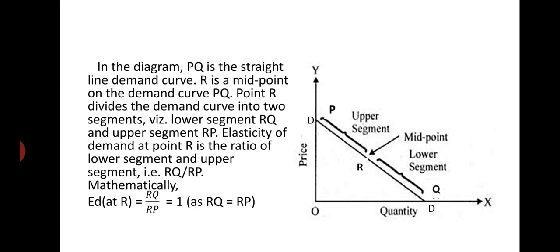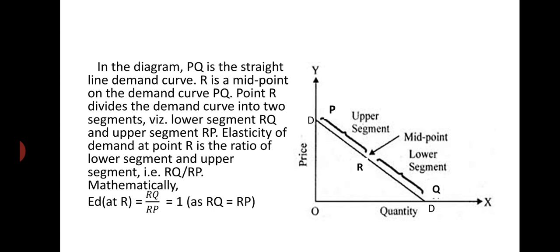Elasticity of demand at point R is the ratio of the lower segment and upper segment, that is RQ by RP. Mathematically, ED at R, or elasticity of demand at point R, is equal to RQ by RP, which is equal to 1. Why is it equal to 1? Because we know that the lower segment is equal to the upper segment, or RQ is equal to RP. So this is the case when a particular point is given and it is the midpoint.